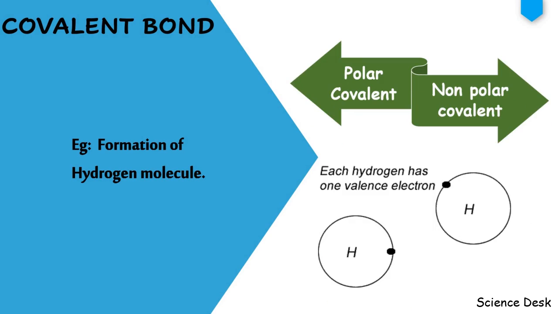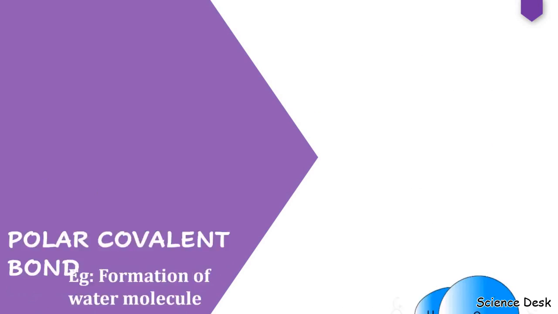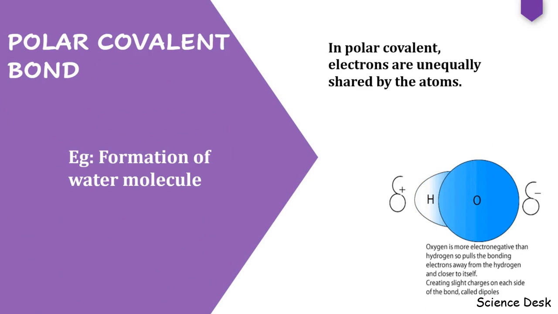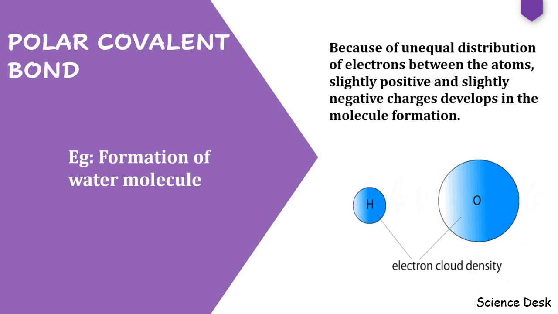Covalent bond can be further classified as polar covalent and non-polar covalent. In polar covalent, the electrons are unequally shared by the atoms. Because of the unequal distribution of electrons between the atoms, a slight positive and slight negative charge develops in this molecule formation.